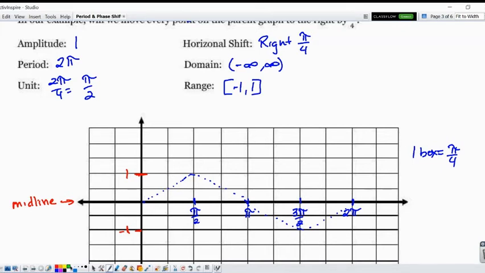So I'm going to do my final graph in green. I'm going to take this first point that's at 0, 0, and I'm going to move it to the right by one box. I'm going to take this maximum and move it to the right by one box. This midline value, this x-intercept to the right, this minimum to the right, and this x-intercept to the right. And here is the new sine curve.